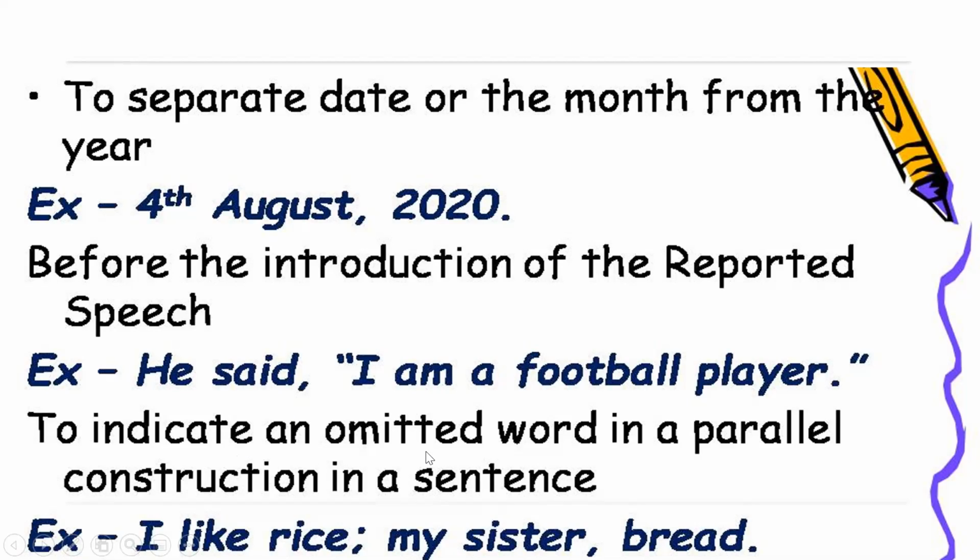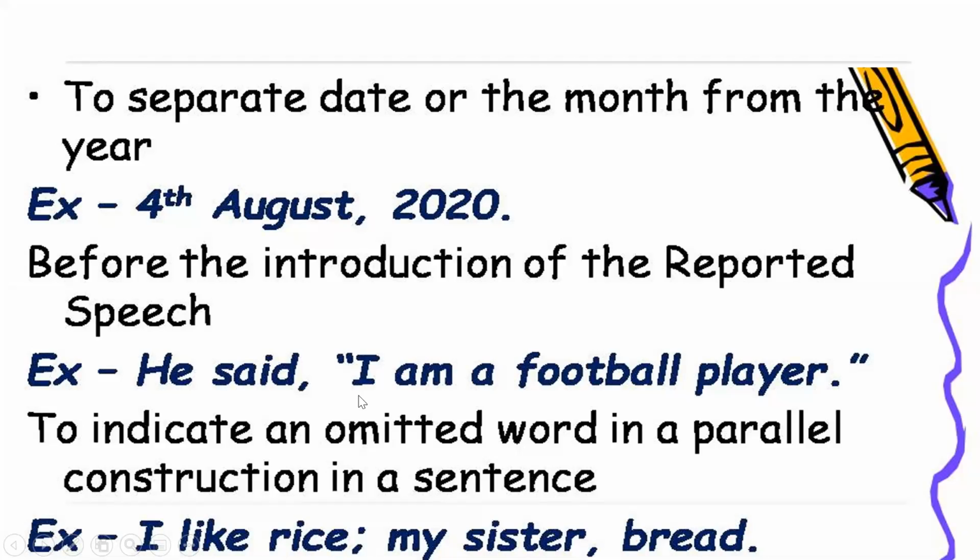And a comma is used to indicate an omitted word in a parallel construction in a sentence. Suppose I have a sentence, I like rice, my sister, comma, bread. Which word have we omitted? Omitted means we have left out. I like rice, my sister likes bread. We have omitted the word "likes" from this sentence, so we have put a comma. Therefore, we are able to understand, even if the word is not there, that I like rice, my sister likes bread.